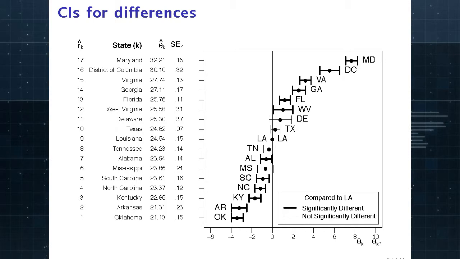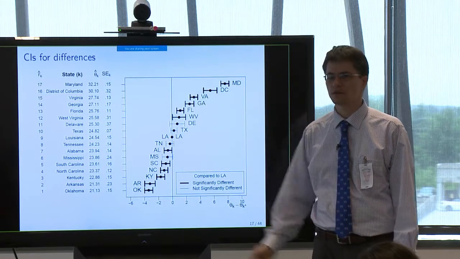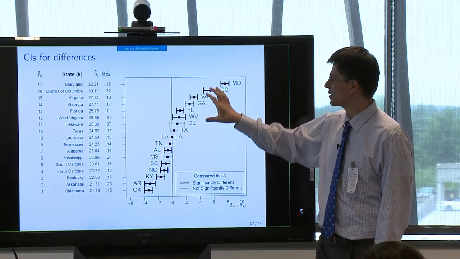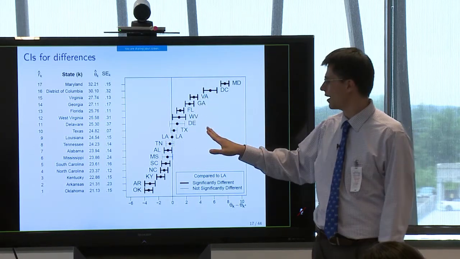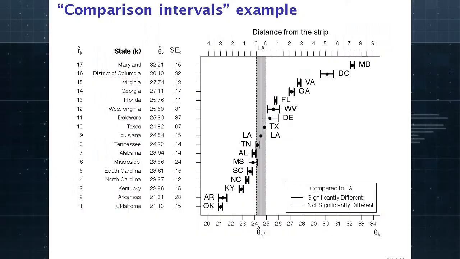The next one is one that we saw a few slides ago, but I'll reiterate it just to say this is another thing that we've implemented in the package and in the associated paper, these confidence intervals for differences directly. So just as we were doing before, you can choose here Louisiana as a baseline, and for each state compute the confidence interval for the difference between Maryland and Louisiana, DC and Louisiana, and so forth. We are highlighting in bold the states whose estimate is significantly different, and a lighter line type for the ones that are not significantly different.